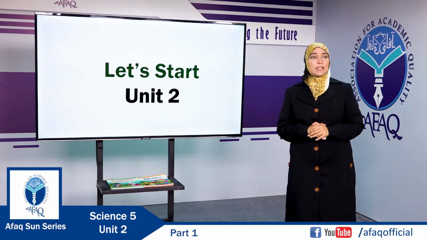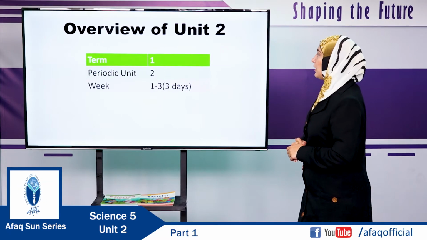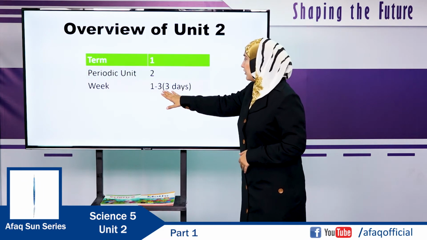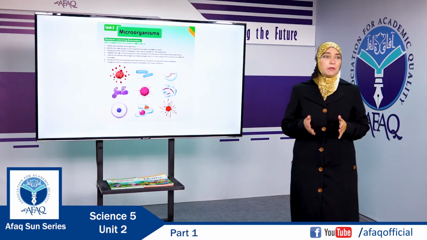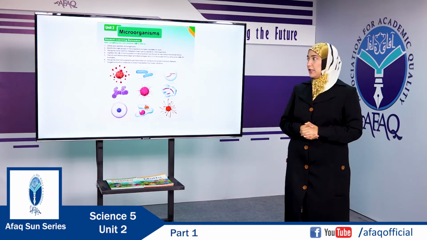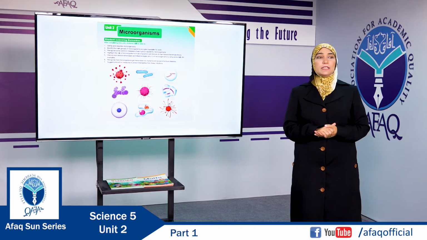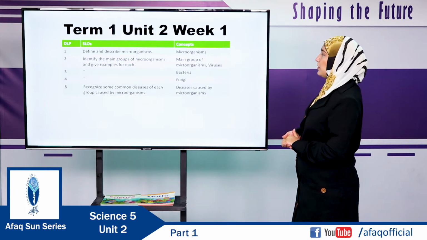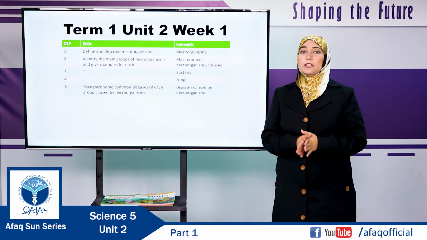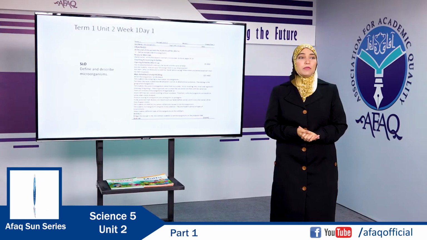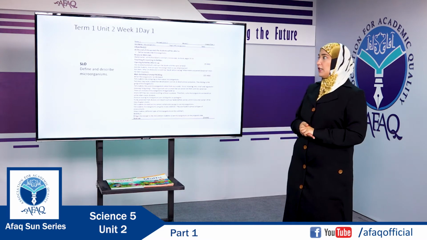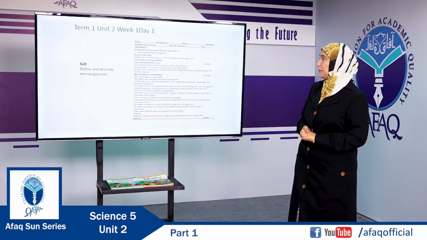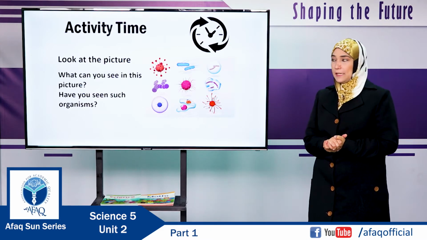Okay students, let's start Unit 2. Our Unit 2 falls in Term 1, Periodic Unit 2, Week 1 to 3 and 3 days of Week 3. The name of our Unit 2 is Microorganisms and we are going to cover 7 SLOs in it. So, in Week 1 of Unit 2, Term 1, we are going to cover 3 SLOs in this week. Moving towards the day 1 of Week 1, Unit 2, Term 1, we are going to cover 1 SLO in this DLP.